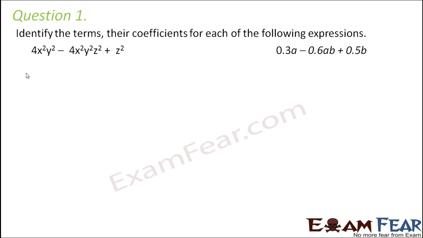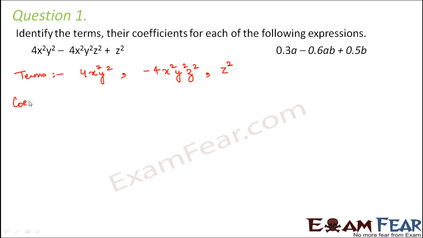Looking at the expression, what type of algebraic expression is this? Yes, it is a trinomial because it has three terms. So what are the terms in this expression? The terms are 4x square y square, this is one term, minus 4x square y square z square, this is another term, and z square is the third term. So these are the three terms in this expression.